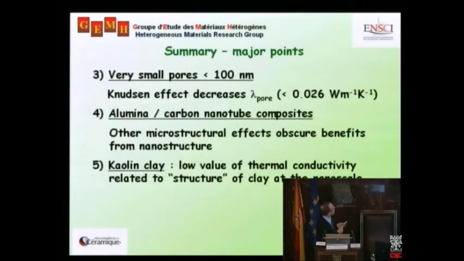Then we note that in the very efficient thermal insulator there's an important but not the only role of the very small pores, which are less than 100 nanometers, which decrease the thermal conductivity of the gas in the pores to a low value. In the aluminum carbon nanotube composites, we had to be careful about other microstructural effects like interface effects, which obscure any benefits we might get from the nanostructure. And then finally, in kaolin clay, we have a low value of thermal conductivity, which we could relate to the structure of the clay at the nanoscale.